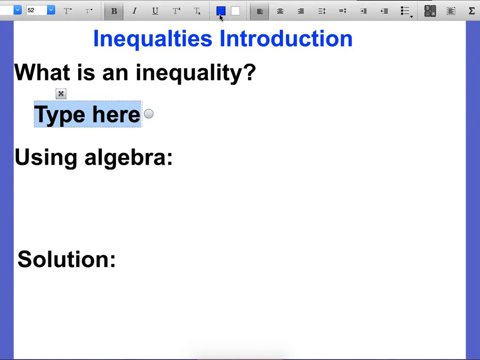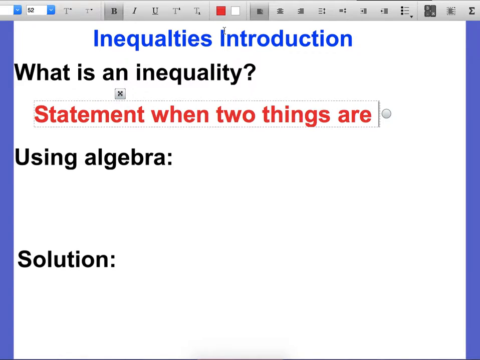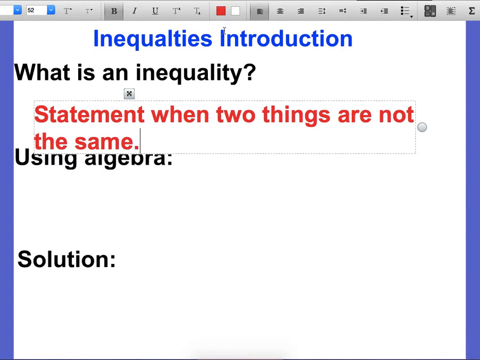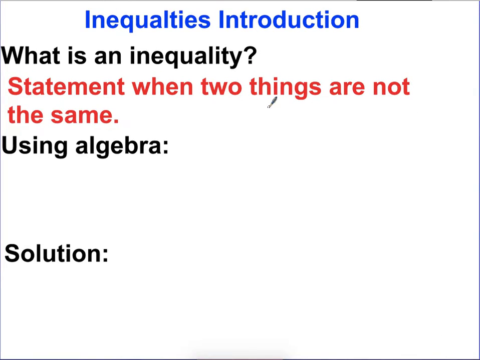What is an inequality? An inequality is a statement when two things are not the same. So that's when we use it in math. Some basic ones that we might have learned in elementary school are like 3 is less than 5. The important thing here is the symbol. It's not an equal sign. You also might have like 8 is greater than 0. We always read inequalities from left to right.